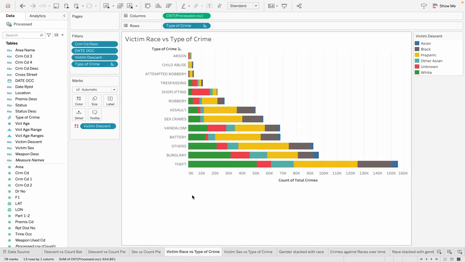For the type of crime committed against the different races, we could see that they follow the trend of the total crimes that we just saw in the pie chart. However, there are some anomalies, such as a majority of the victims of child abuse being Hispanic, and a majority of the victims of theft being white.